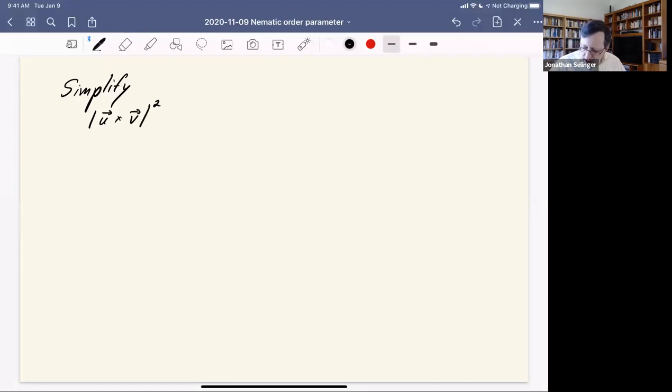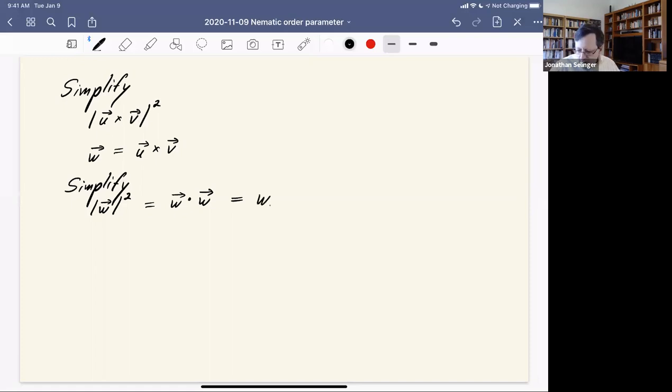If we have any vector W, let's just say W is this u cross v. And we want to simplify W magnitude squared. We know that the magnitude squared means the vector dot itself, W dot W. And we know that we can write a dot product in tensor notation as W_i W_i, where we are automatically contracting over the index i.